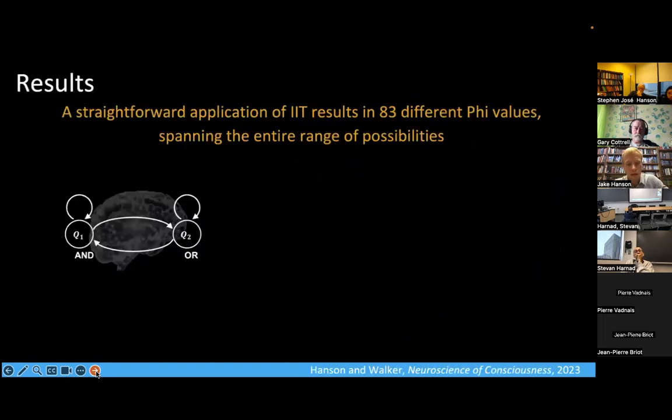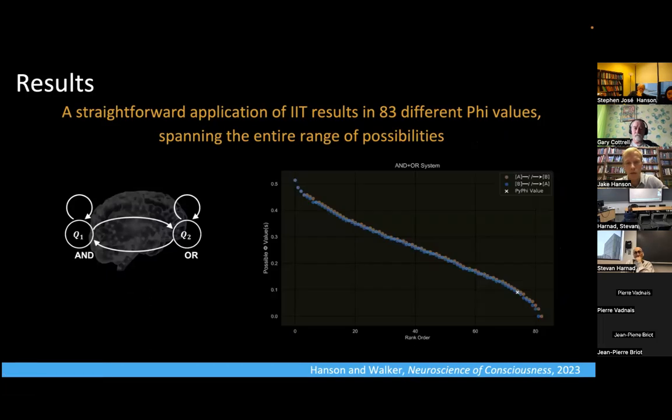So that leads to this first result, which is that for this simple system, which was the first one I ever tried to calculate phi for, you get 83 different phi values spanning the entire range of possible values for what you'd expect. So here on the y-axis, this is the phi value, big phi. And then on the x-axis, this is just rank ordered.